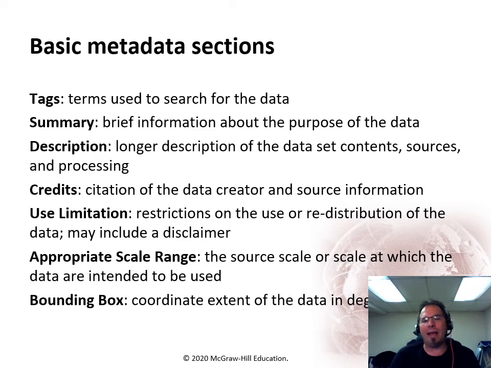Things like tags, search tags. If you add tags, other people can search for your data if you make it publishable or shareable. Summary, just a brief description of what the data is, or a longer description, right? Really go in depth as to what's going on, how it was created, what it does or what it means. Credits: who created it, who gets credit for it. Are there use limitations? Can anybody use this data, or is it sensitive and has to be classified? The appropriate scale range. If I'm making this data at 1 to 24,000, I'm going to put that in there. It should be used at 1 to 24,000. Again, that goes back to knowing which data to download for the scale that you're trying to work with.